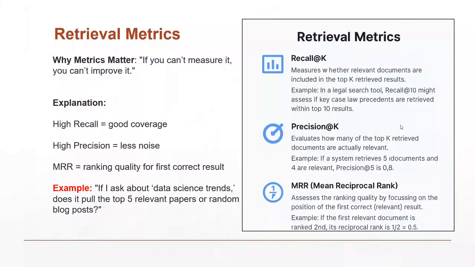Then we have MRR, mean reciprocal rank, and this will try to assess the quality, and it will focus on the position of the first correct relevant result. So if you're saying that the top K is 5, that is, give me the top 5 documents that are relevant to it, then it will check out of that top 5, how correct is the first document. If it finds that the first document is not very correct, then it will go to the second one, and if it thinks that the second one is better than the first one, then it will find the probability, given out of 5, what is the probability that the second one is good. So that is MRR.